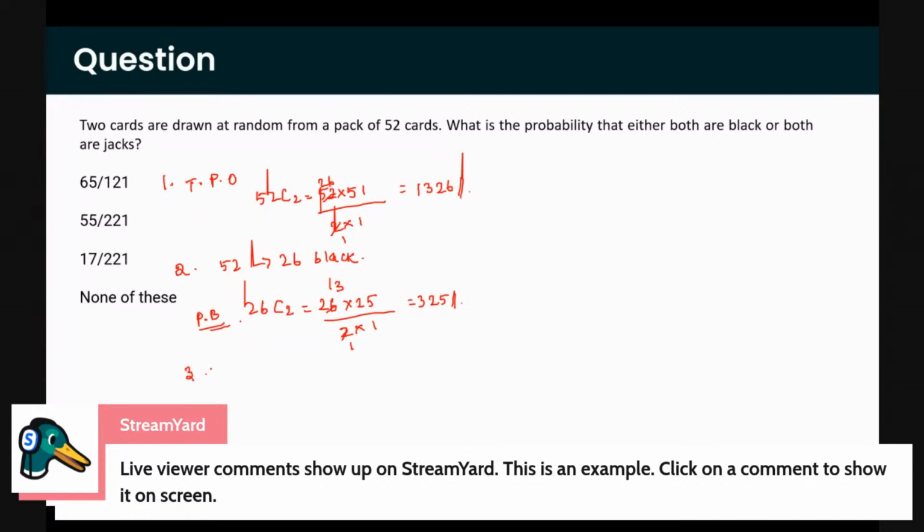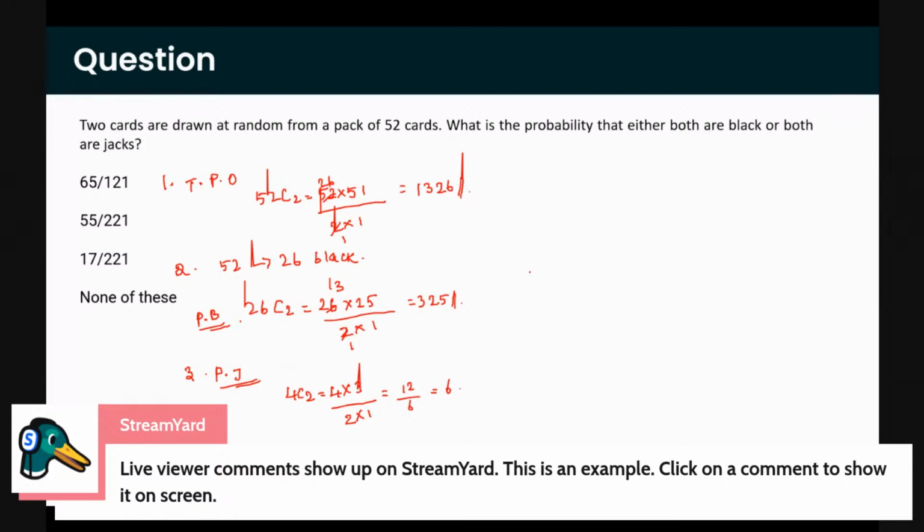At the third step, both cards being jack. There are 4 jacks in the deck, out of 52 cards. The number of ways to draw 2 jacks from these 4 is 4C2, which is equal to 4 into 3 by 2 into 1, which is 12 by 2, equal to 6. So we have an intersection in between.